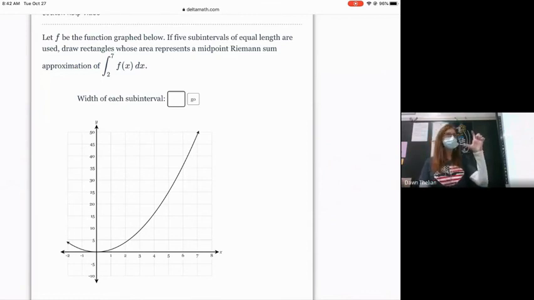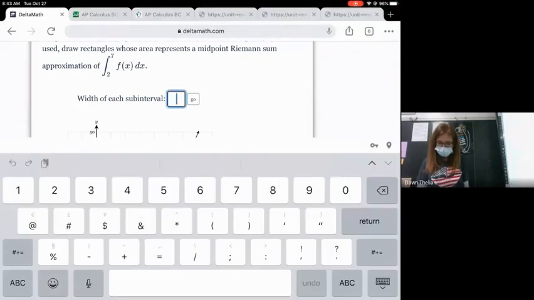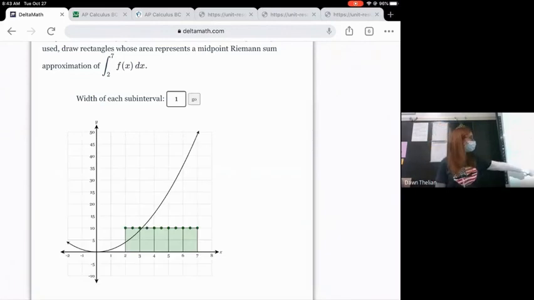So the first thing I want you to do is calculate delta x. So delta x for this one would be 7 minus 2, which is 5, and then divided by 5 subintervals, and that's what you're plugging in here, that we would have intervals of 1. And when you plug that in and press go, notice it sets up these rectangles at the bottom of length 1. You're then going to drag it to make it the appropriate approximation.